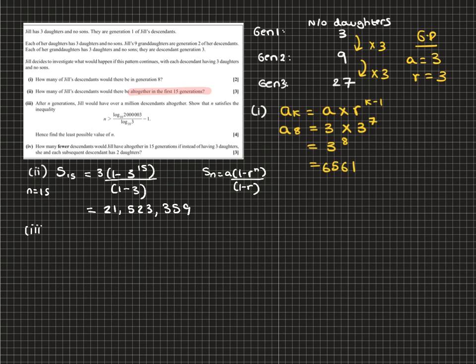Part 3. After n generations, Jill would have over 1 million descendants altogether. Show that n satisfies this inequality. So, where is this inequality coming from? Some of you may look at this and have absolutely no idea where to start. It then asks us to hence find the least possible value of n. So we're basically finding the smallest value of n, i.e. the number of generations, after which Jill would have over 1 million descendants altogether.